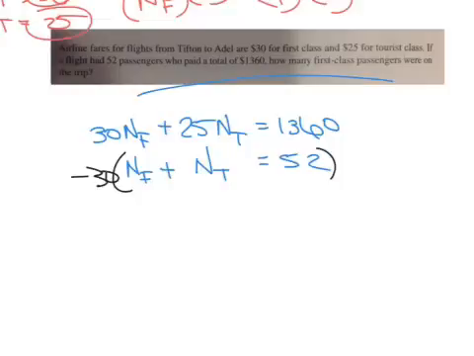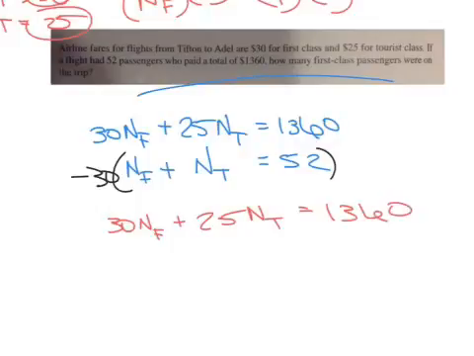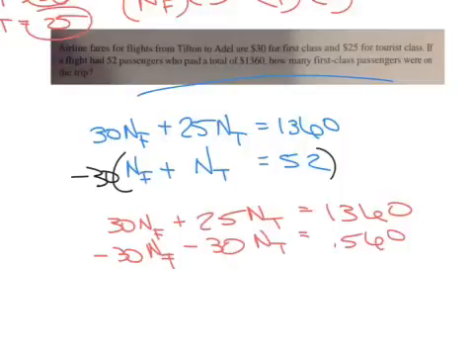Alright, let's go ahead and rewrite this. 30 NF plus 25 NT equals 1360. And the bottom is going to be negative 30 NF minus 30 NT equals, let's see, 30 times 52 is going to be 1560. Crazy I can do that in my head, huh? Okay, and it'll be negative.